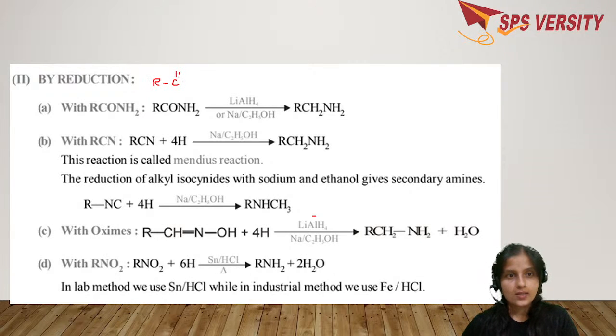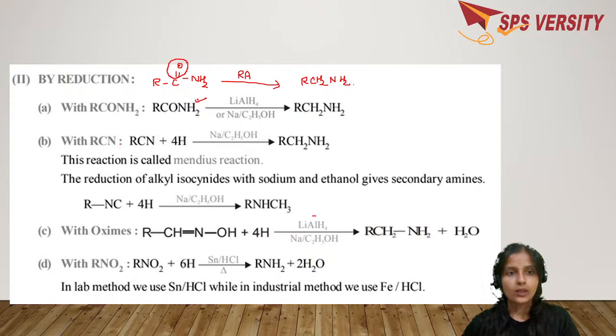So RC double bond O NH2. When you reduce it using a strong reducing agent like lithium aluminum hydride or sodium over ethanol, then this double bonded O group gets replaced by hydrogen. So you get RCH2NH2. You're going to get the primary amine. If these hydrogens are replaced by alkyl groups, then accordingly you'll get the secondary and the tertiary amines.